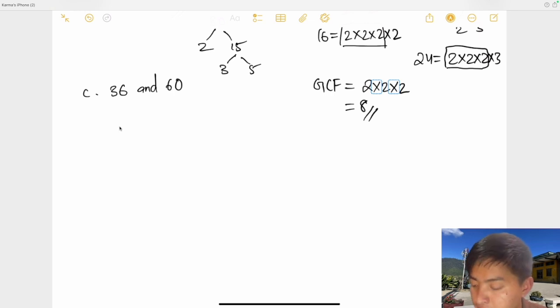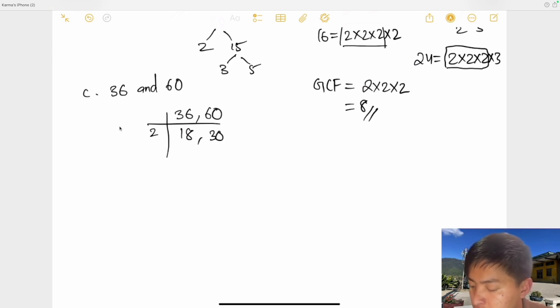For this question I am going to use the division method. In the division method, all you have to do is list the two numbers on the right hand side, then divide them by prime numbers starting from 2. I'll first try to divide both numbers by 2. As you can see, 36 and 60 are both even numbers, so we can divide them by 2. When you divide by 2, 36 will become 18, and 60 will be 30.